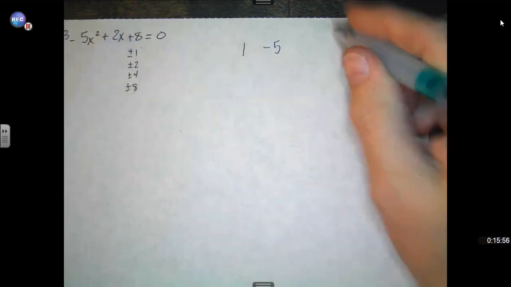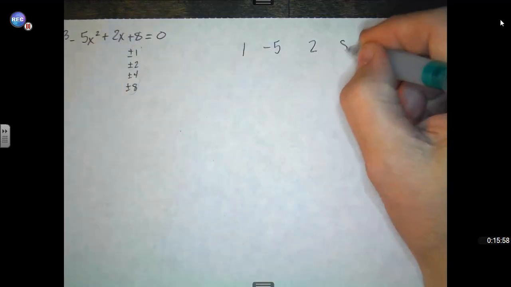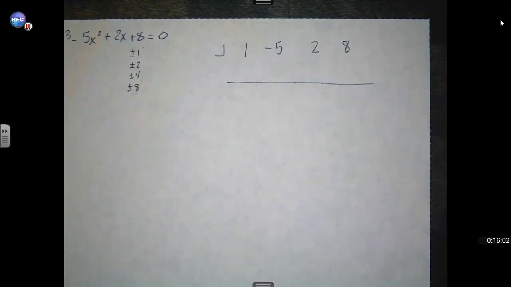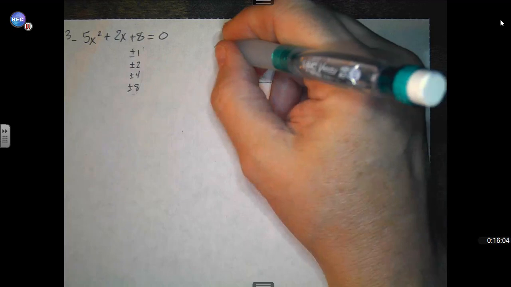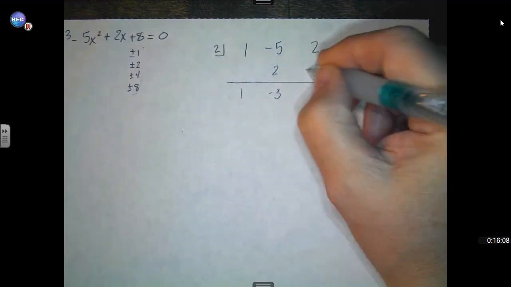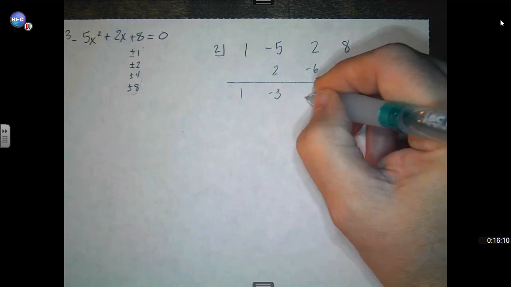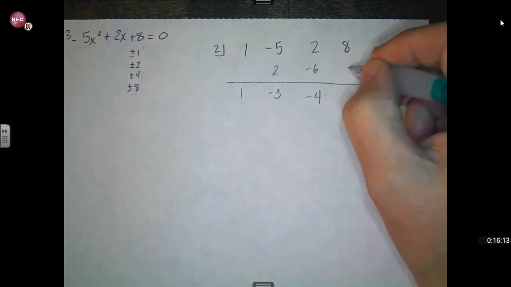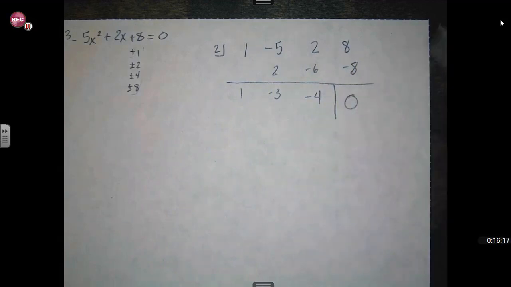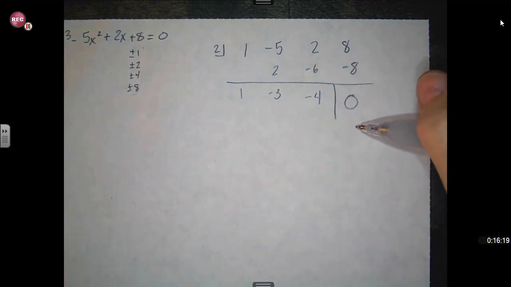1, negative 5, 2, 8. And we try to figure out which one of these is going to work. I'm going to try 2. Oh my goodness, could it be? It is. When I get a remainder of 0, I know that I've found the root. So one of the roots is 2.